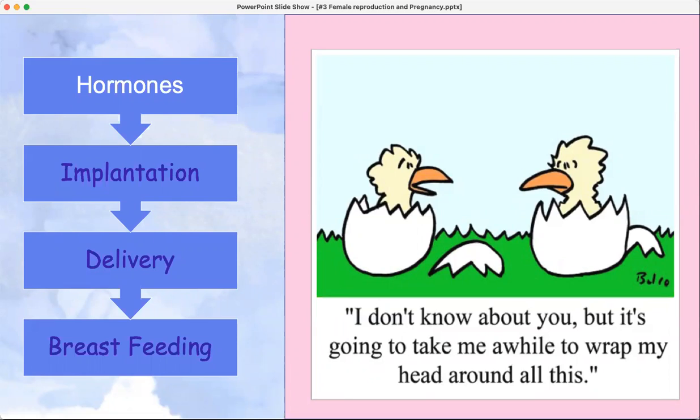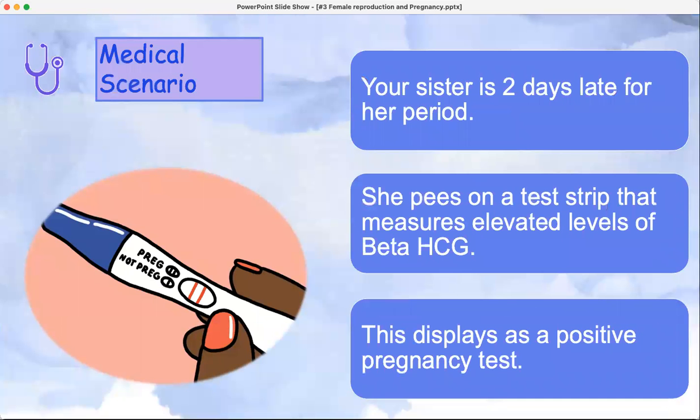Now, all these hormones are going crazy during pregnancy, preparing the body for feeding an infant. So we'll go through the implantation, delivery, and breastfeeding. Start with your medical scenario.